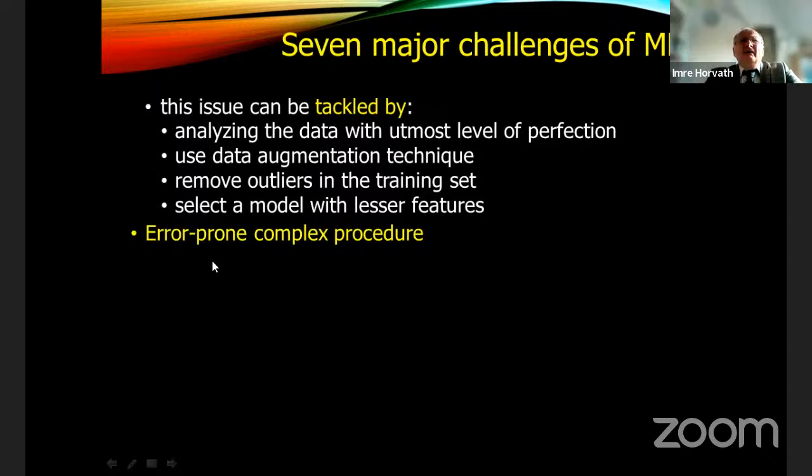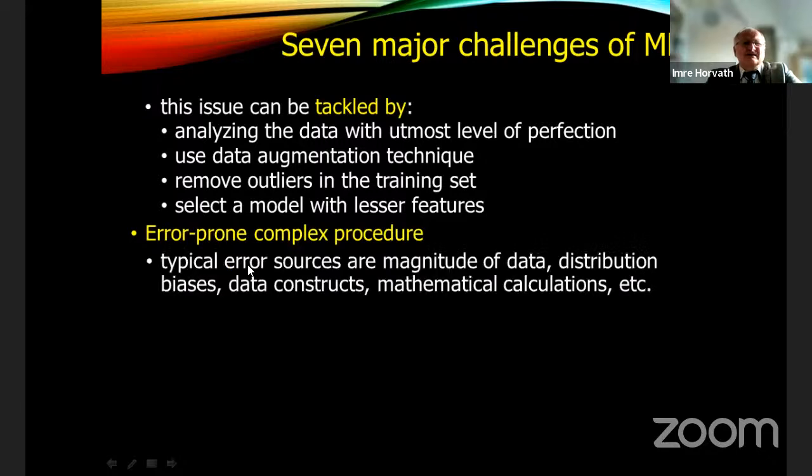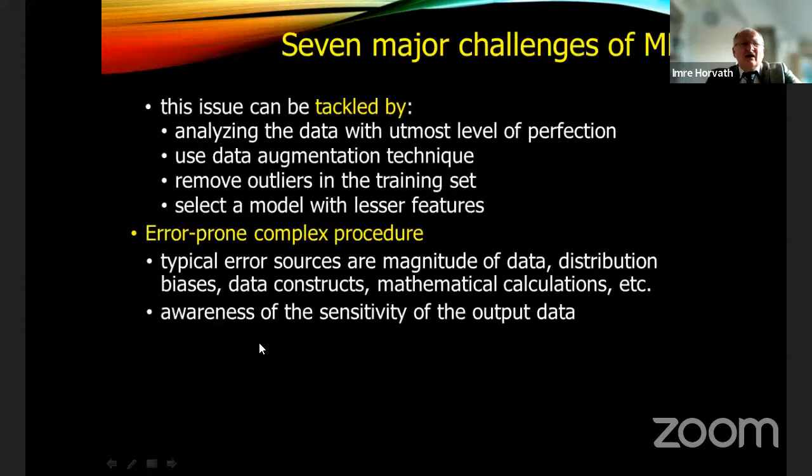Then the next challenge of machine learning is that it is an error-prone, complex procedure. Typical error sources are the magnitude of the data, distribution biases, data construct, mathematical calculations, and so on. So we have to be aware of the sensitivity of the output data to the deviations in the input data.